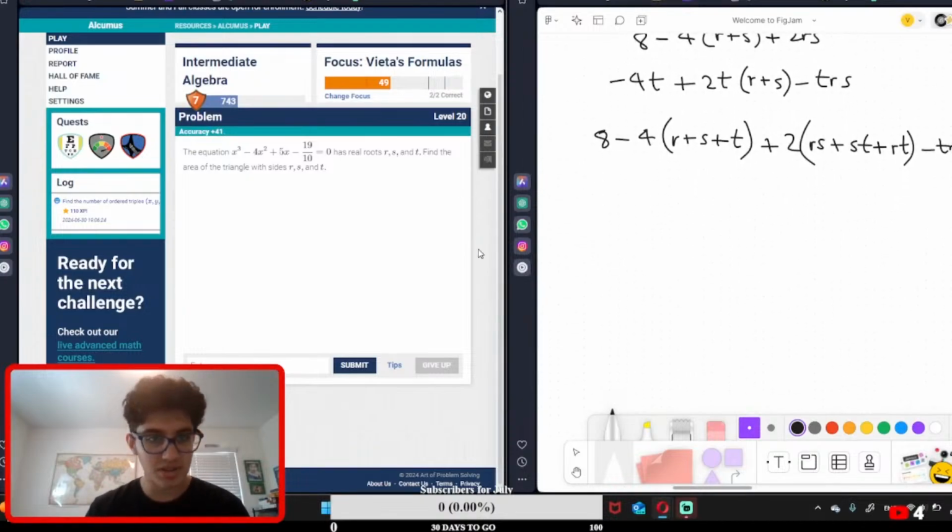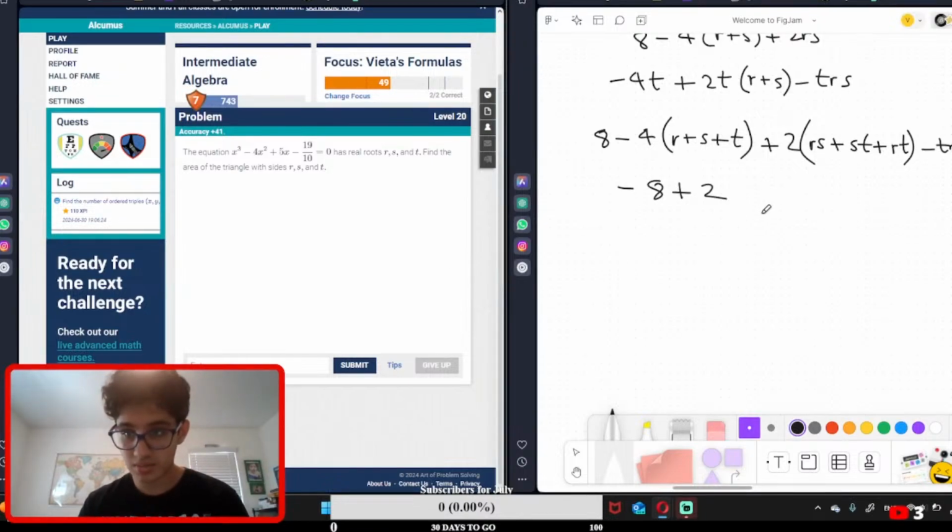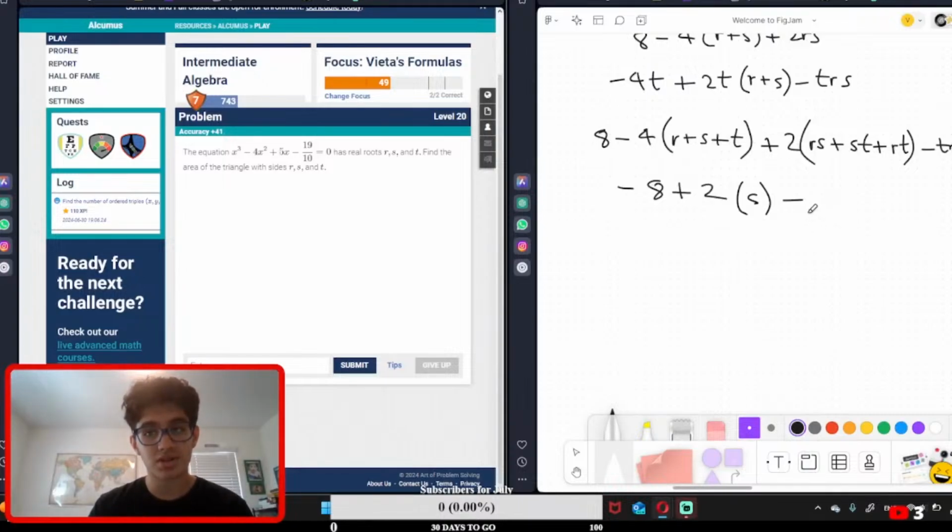r plus s plus t is what? That's 4, right? So it's negative 8 minus 16, so negative 8 plus 2. Wait, it's minus 2. No, it is plus 2. This will be just 5. So this becomes 2 times 5, which is 10. Minus, and then trs becomes.